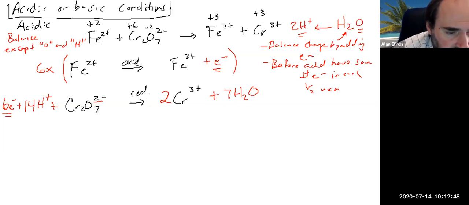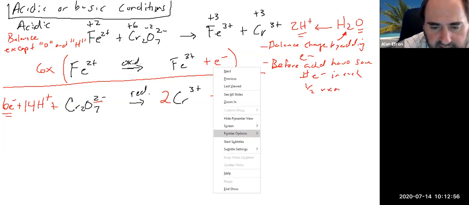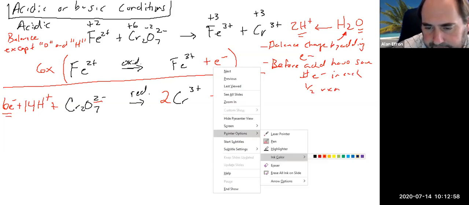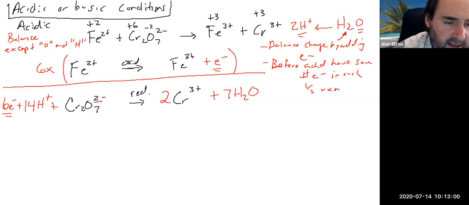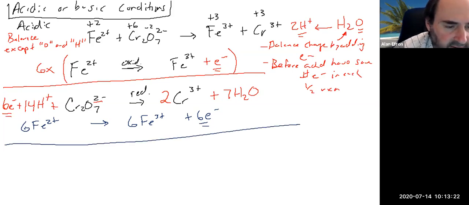So I'm just going to rewrite this, guys. I'll put a little line here, and I'm going to rewrite it underneath with the 6 being distributed. If I do that, that will give me 6 of the Fe2+ goes to 6 of the Fe3+ and our 6 electrons. So again, I just distributed my 6 across there. Now that I have 6 electrons in each half reaction, I can now add these together.